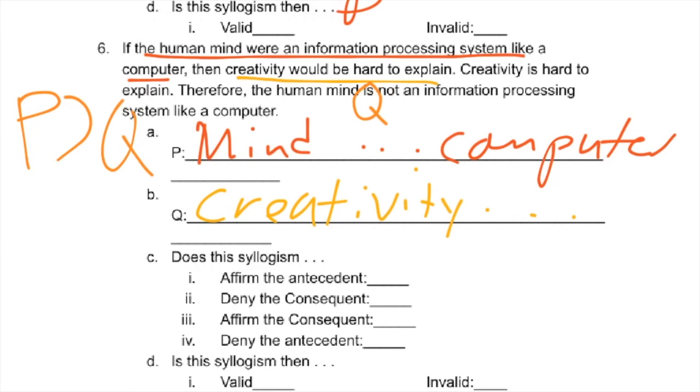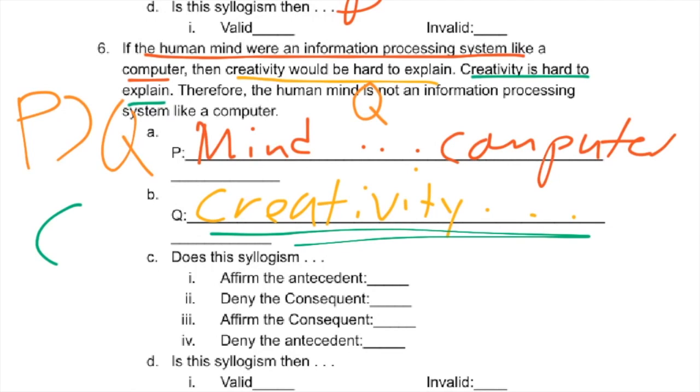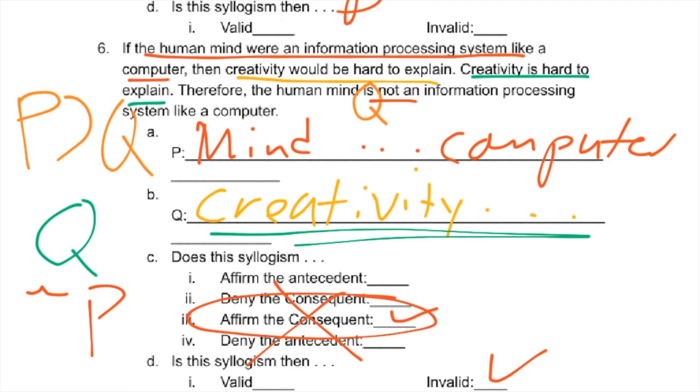The next premise, the second premise in my hypothetical syllogism, states that creativity is hard to explain. Remember, that's our consequent here, so we're affirming Q. Therefore, the human mind is not an information processing system like a computer. So we're affirming the consequent and negating our antecedent. This, I know off the bat, is an invalid form of reasoning. You can't affirm the consequent and have the truth of the conclusion necessarily follow from your premises. All right, let's go on to the last one.